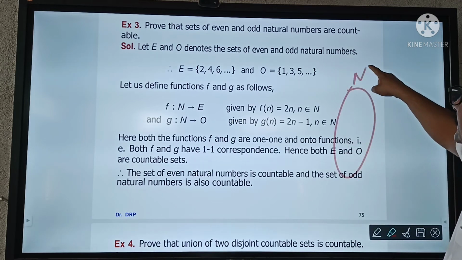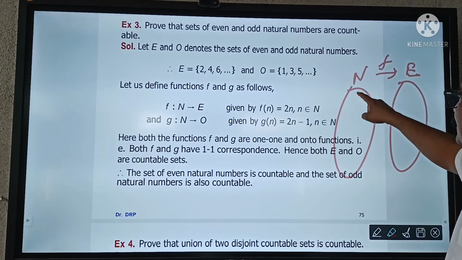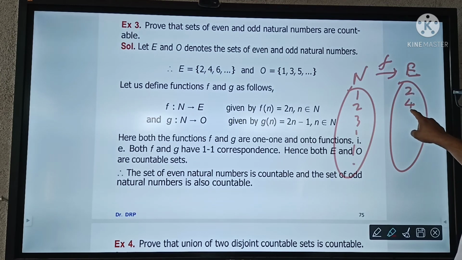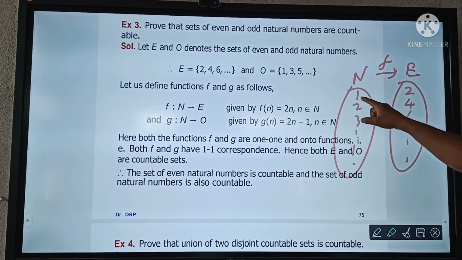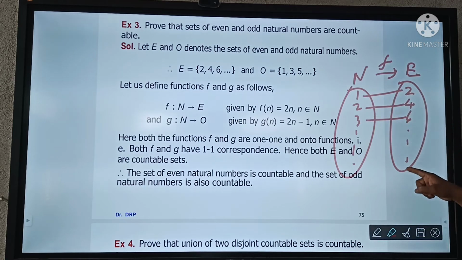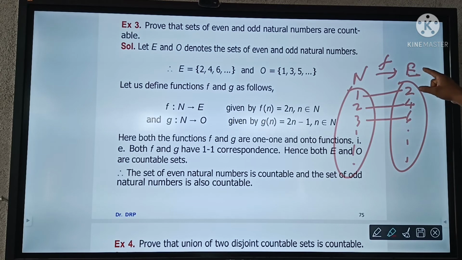So this is N and this is E. That is, f is a function from N to E, where E means the even natural numbers. So we have seen this first. That is, f of n is 2n. So f of 1 is 2, f of 2 is 4, f of 3 is 6, in this way. So there is a one-to-one correspondence between the set of naturals and the set of even natural numbers.